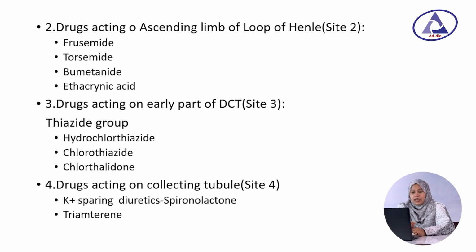Now site 3, the drugs acting on the early part of the distal convoluted tubule. These are an important group, the thiazide group. The names of the thiazide group are hydrochlorothiazide, chlorothiazide, chlorthalidone, etc. Now site 4, drugs acting on the collecting tubule. These are the potassium sparing diuretics. The examples are spironolactone, triamterene.